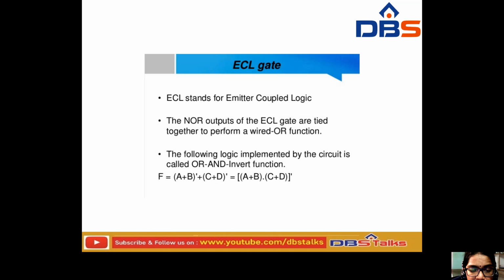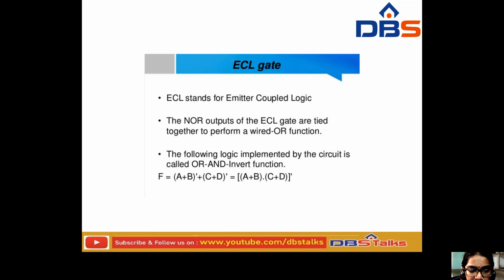Here the NOR outputs of the emitter coupled logic gates are tied together to perform the OR function. So the following function implemented by the circuit is (a plus b) whole dash plus (c plus d) whole dash. So this is the emitter coupled logic. So the NOR outputs of the ECL gates are tied together to perform the wired OR function. So from that the following logic implemented by the circuit is called an OR-AND-invert function.